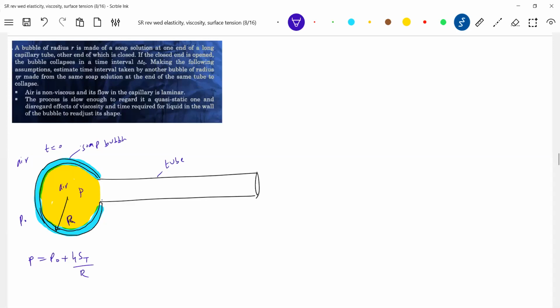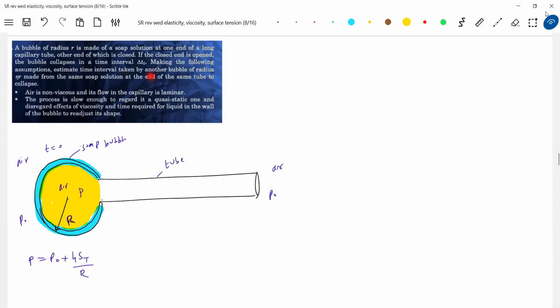Now with time, what will happen is the pressure is more inside the bubble than outside, no? So therefore the air starts rushing out. Compare your pressure: here, P naught, and here, P. So the air starts flowing from higher pressure to lower pressure. As the air starts flowing, what will happen to the bubble? The bubble starts collapsing. So that's what he's asking.